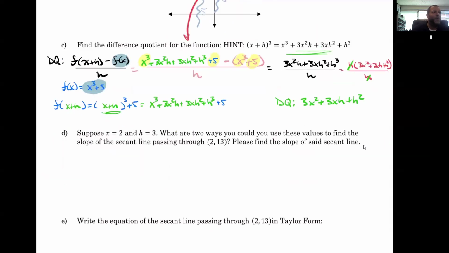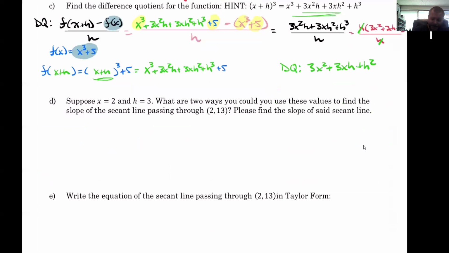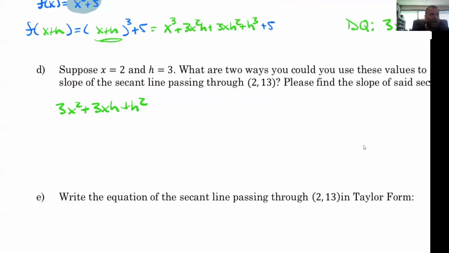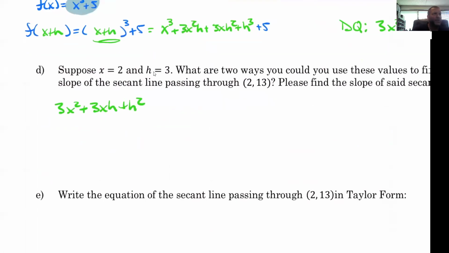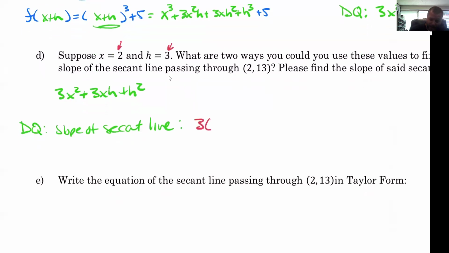All right, so if we wanted to just figure out some slopes here. If I just gave you one point and I knew how far we were moving away from it. So I'm starting at x is 2 and I want to move 3 away from it. So then our difference quotient, aka the slope of the secant line. Well, if I'm starting at x is 2 and I move 3 away from that value, so aka I go to 5, I can just plug these values in. I have 3 times 2 squared plus 3 times 2 times h plus h squared. My value of x was 2. My value of h was 3.